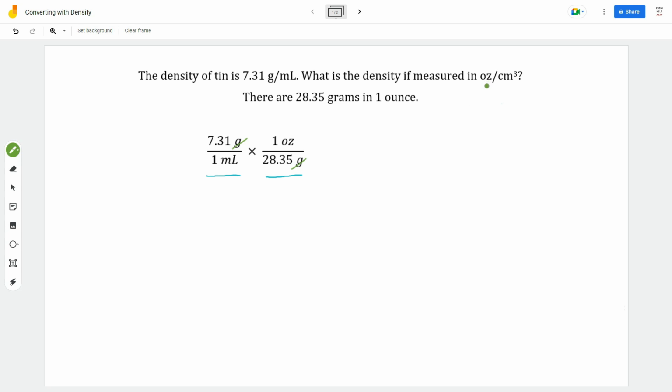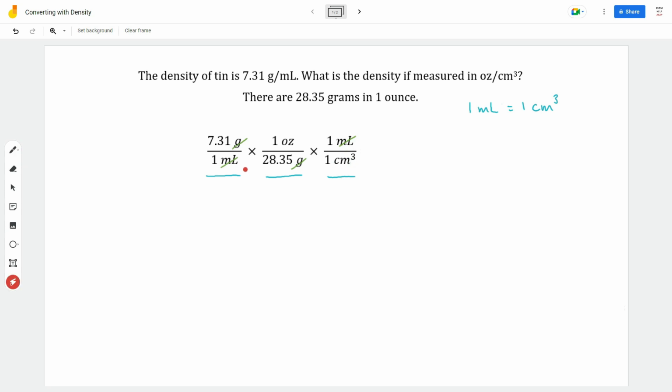And now I am left with ounces, which is what the problem has asked me for in the numerator. However, I'm not finished yet because I still have to convert my denominator. So you may or may not know the conversion factor between milliliters and centimeters cubed, but it is one of the easiest conversion factors. 1 milliliter is equal to 1 centimeter cubed. They are the same. So here is my conversion factor. It's a simple 1 to 1. But again, my units cancel. You can see my milliliters cancel, and now I'm left with centimeters cubed.